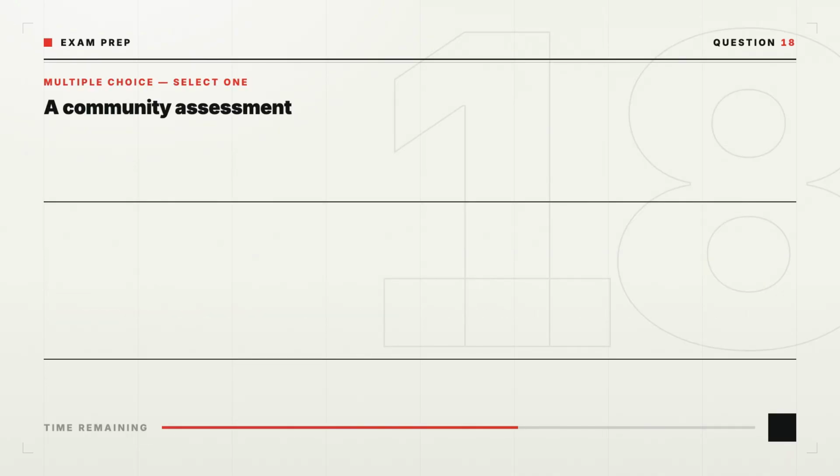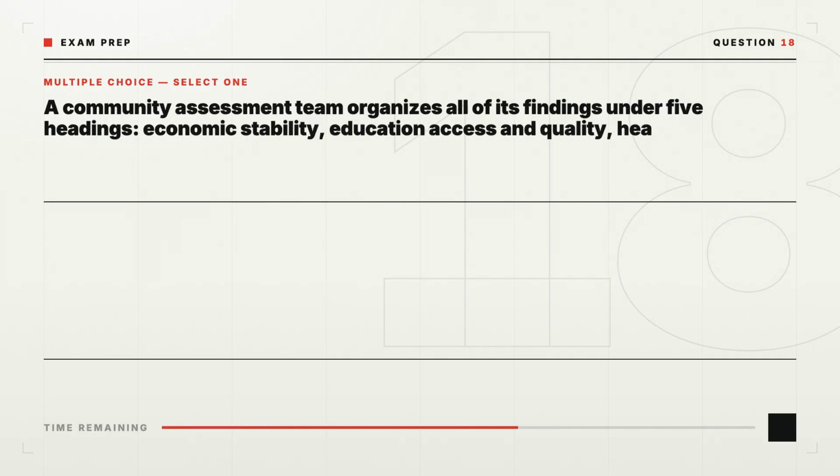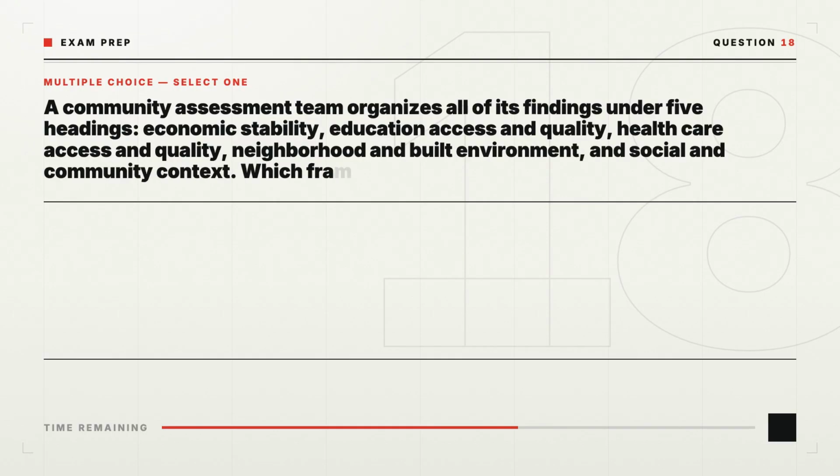Question 18. A community assessment team organizes all of its findings under 5 headings: economic stability, education access and quality, healthcare access and quality, neighborhood and built environment, and social and community context. Which framework is the team using?